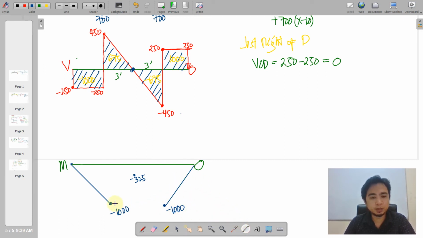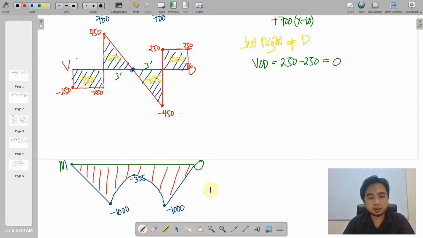Okay, so what about the connector? 1000, 325, and 1000 here. So this is a decreasing. So when we have a decreasing line, we have a decreasing concave downwards. And that will be our connector there. And this will be our moment diagram for this problem.